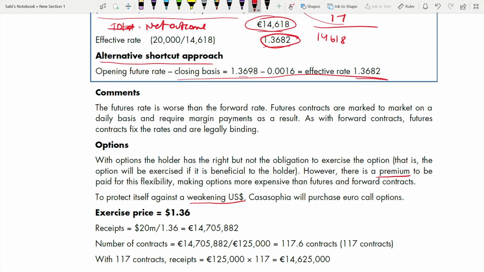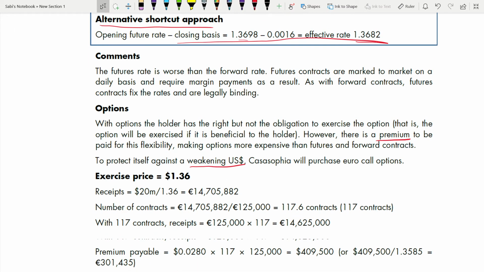Question 40. Yeah, question 40, and then I think one more I have explained. I forgot the question number, but there also I explained how weakening and appreciating, how you will understand whether it's weakening or not. Casasophia will purchase euro call options.